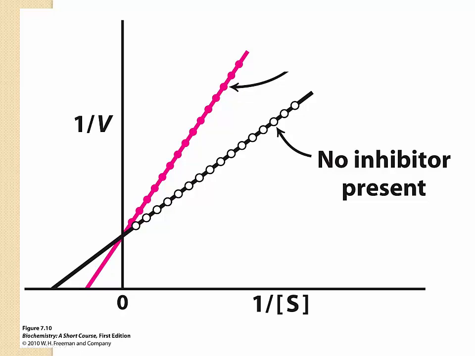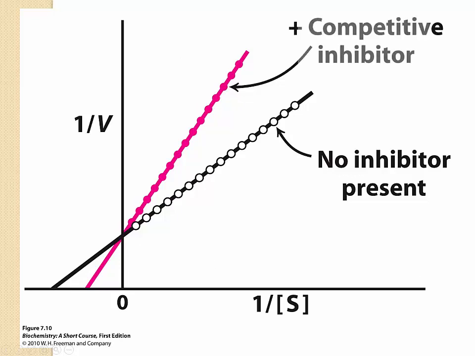So Km changed. Km got higher because remember it's 1 over Km, and we're moving towards 0, so we may have gone from negative 1 over 2 to negative 1 over 4. So 1/2 to 1/4, closer to 0. And our slope increased, which means Km increased. Vmax did not change because of our y-intercept. So if you said competitive inhibition, you are correct.